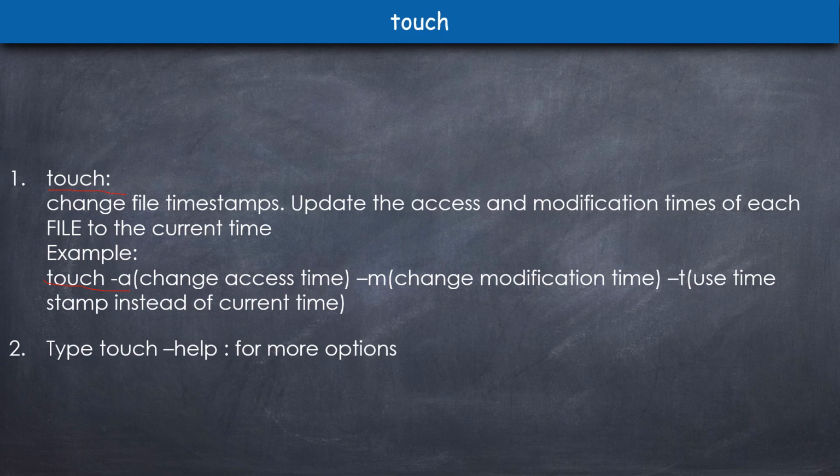If you want to change the access time, modification time, or timestamp for any file, you can use this touch command. You can use touch hyphen a, give the access time in date time Linux time format, and a file name. It will change the access time to the time specified. You can use touch hyphen help for more options.